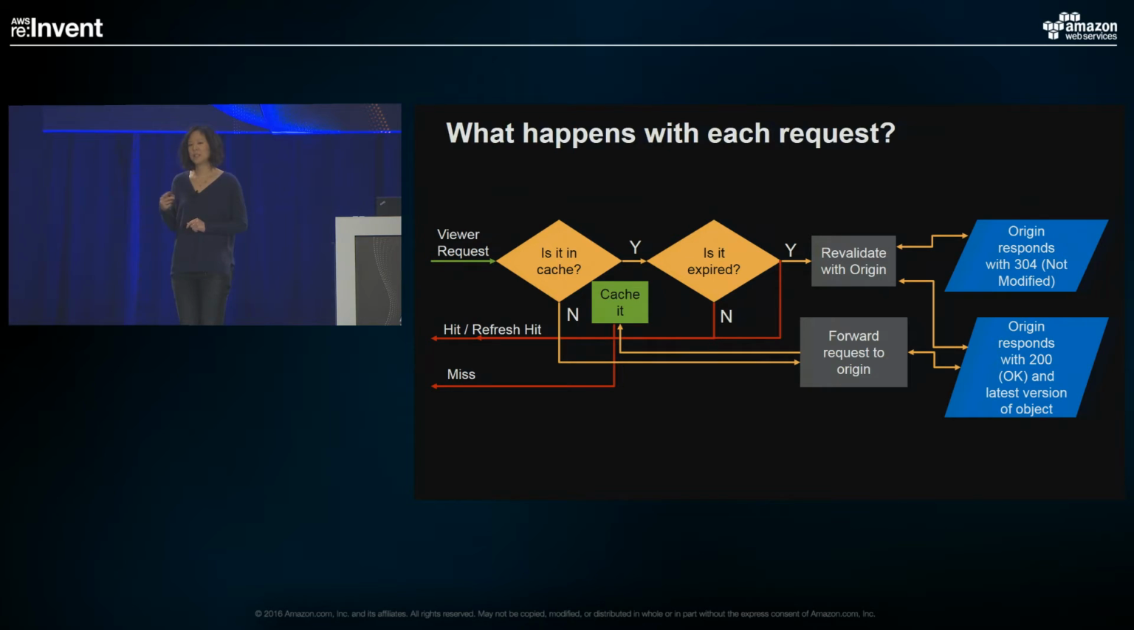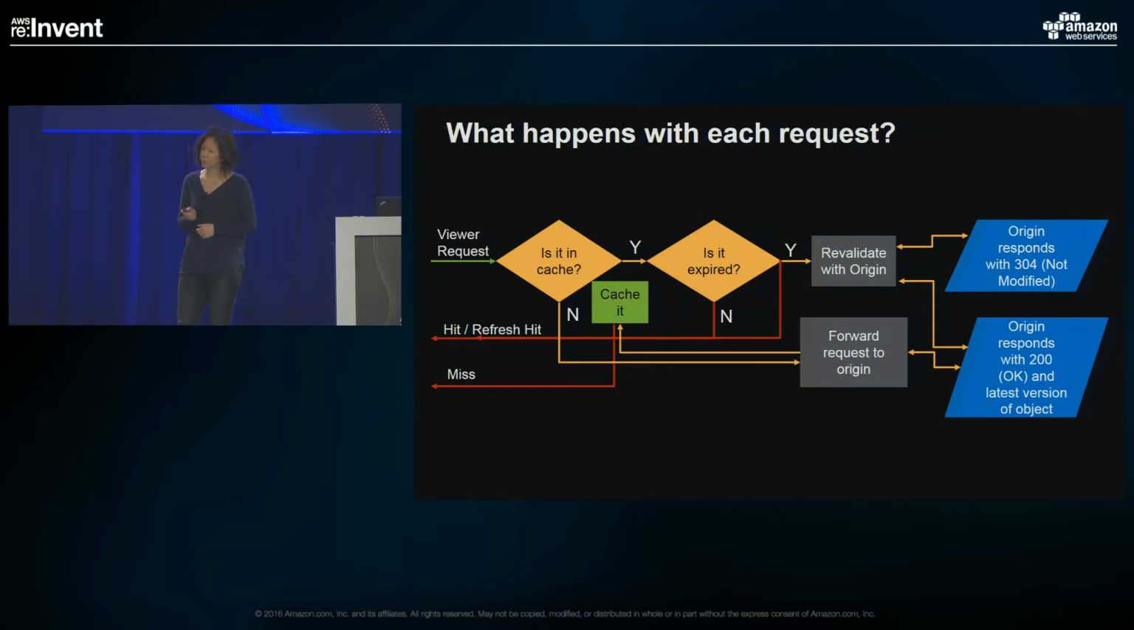So we're going to send a conditional GET to your origin, with If-Modified-Since or If-None-Match, depending on if you're using Last-Modified or an ETag. Your origin will respond with a 304: it hasn't been modified, go ahead and serve it out of cache. Or a 200, and here's the new object. We'll cache it, and then we'll respond to the viewer.